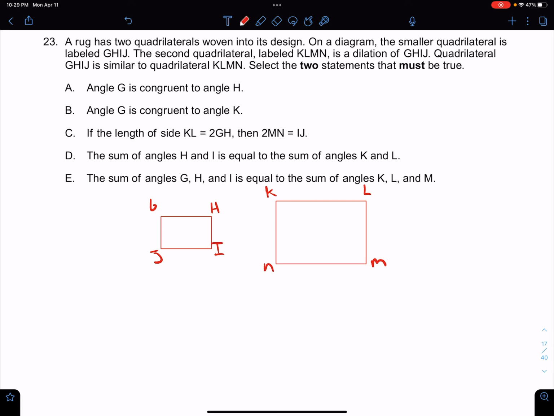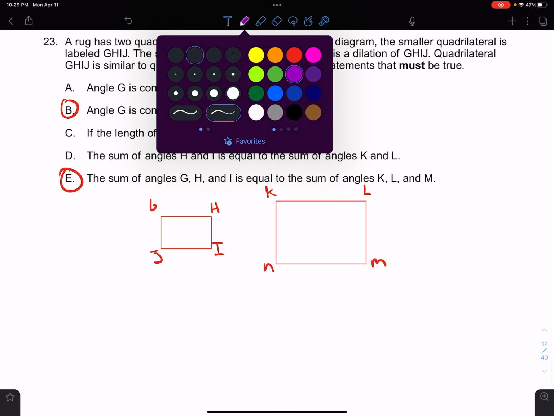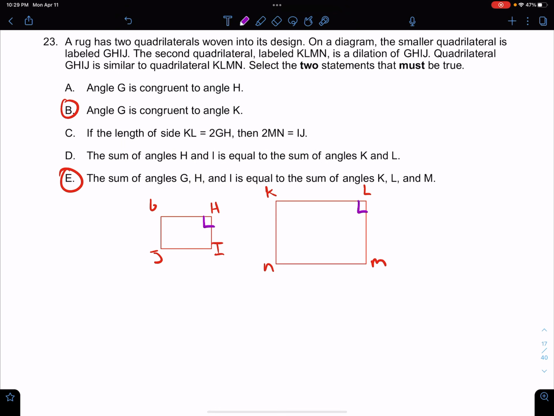So I'm going to look at B, and is G congruent to angle K? So G congruent to K. And we're going to say, out of all those angles, that one makes sense. So G is equal to K, or congruent. Congruent means equal. So I know it has to be B, right? And I know it also has to be E. So it says the sum of the angles G, H, and I are equal to the sum of angles K, L, and M. So I know this angle right here is equal to this angle right here because it's the same angle. So I know it has to be B, I know it has to be E, and I can eliminate the other 3 if I were to go through each of those.